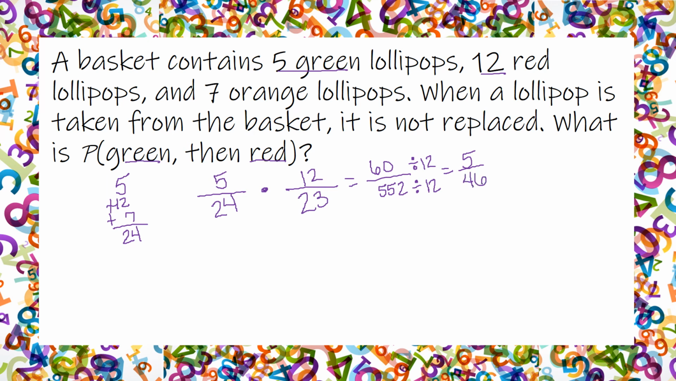Now, if you ask, how did you know, Miss Sebastian, that that was divisible by 12? Well, I looked at my initial problem, and you can cross-simplify 12 and 24. 12 can go into 24 2 times. So I can divide both of those and then multiply across. 5 times 1 is this 5 over here. 2 times 23 gave me 46. So the probability of getting a green and then a red is that 5 out of 46 chance.